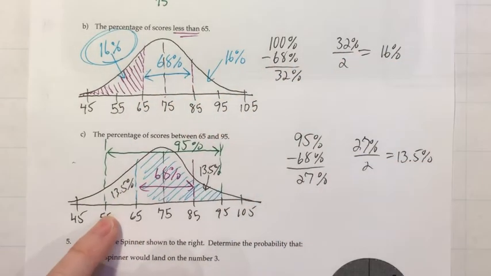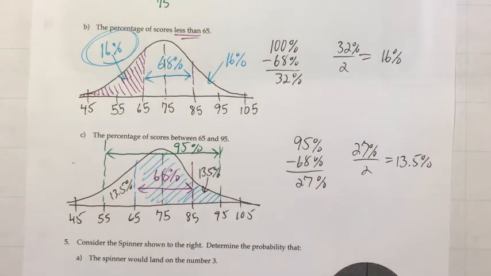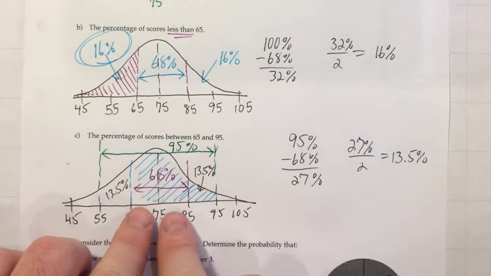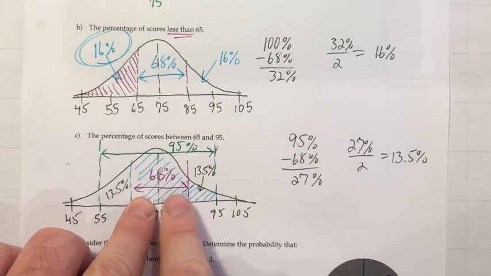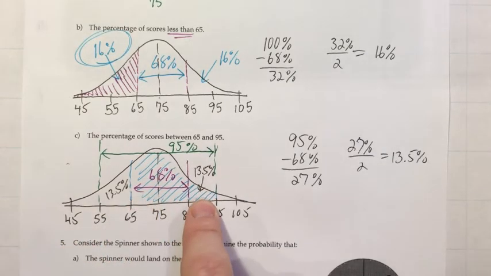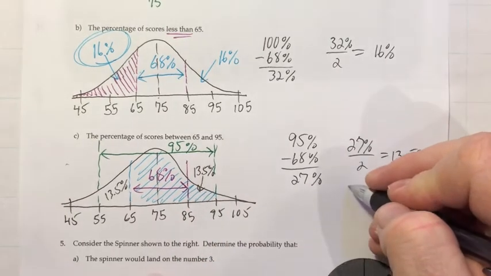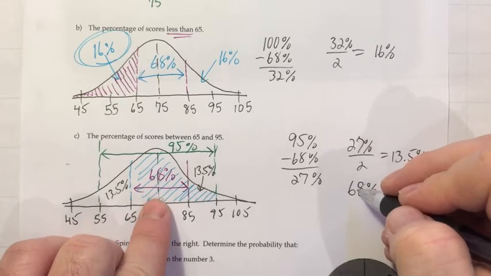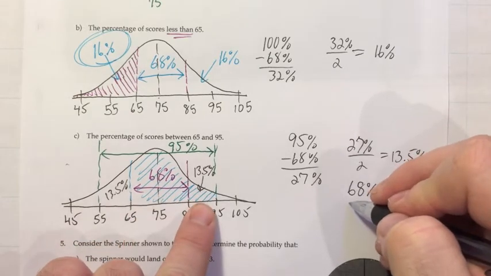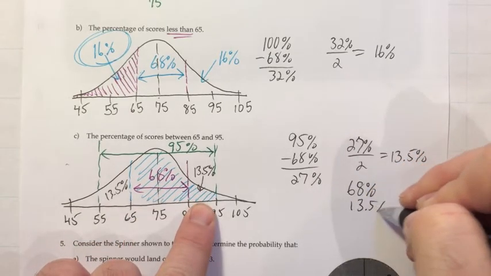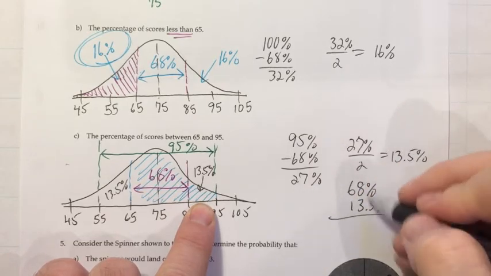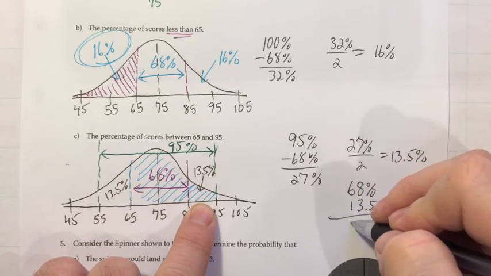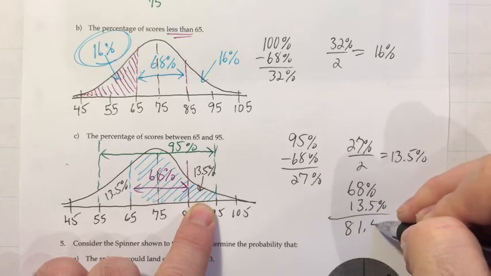But what part do I want? This is why we shaded the graph to begin with. I shaded the part I wanted in blue, so I want this part, which is 68%, plus this part over here, which is 13.5%. So the total of my blue area, which is what I want, is 68% right here in the middle, plus this 13.5% on the right-hand side, for a total of, let's see, I believe that is 81.5%.